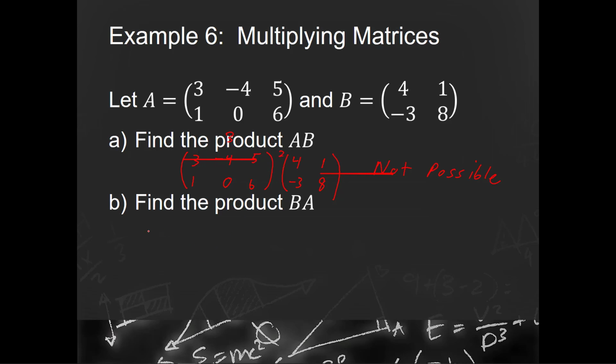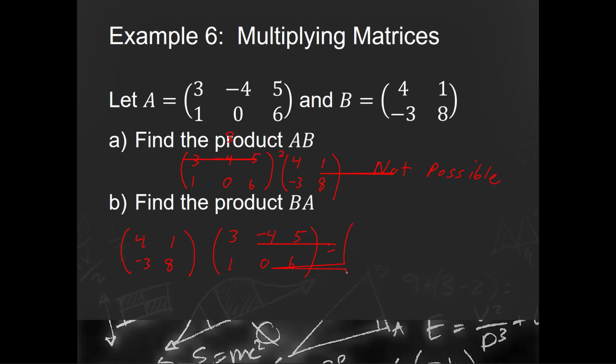Okay, now what about in the other direction? BA. Well, B is 4, 1, negative 3, 8, and then we're going to multiply that by A, which is 3, negative 4, 5, 1, 0, 6. Okay, now how are we going to do it? Now this we can multiply. Here we have 2 columns and 2 rows, so this can be done. And what is this going to produce for us? It will produce for us a 2 by 3 matrix.